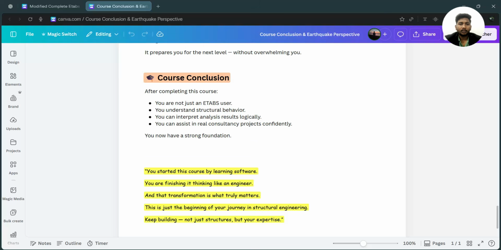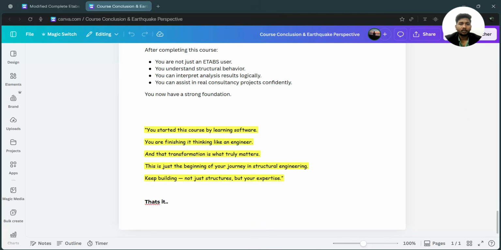You now have a strong foundation. You started this course by learning the software, and you are finishing it thinking like an engineer, and that transformation is what truly matters. This is just the beginning of your journey in structural engineering. Keep building not just the structure but your expertise. And that's it for this course.